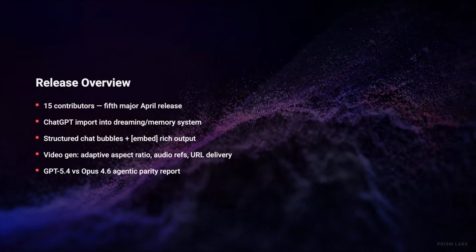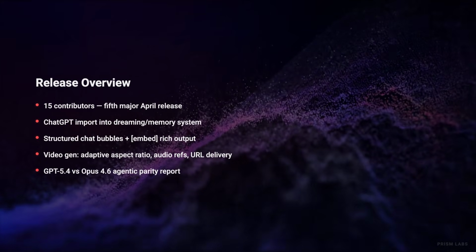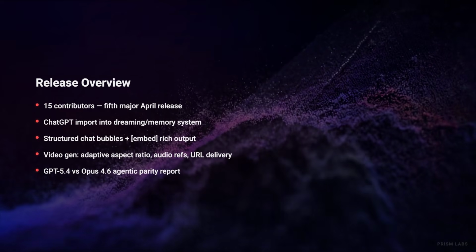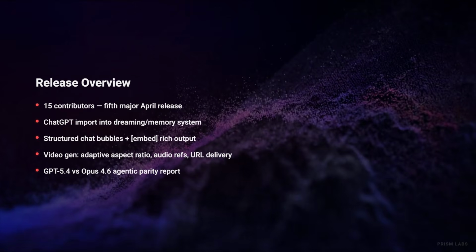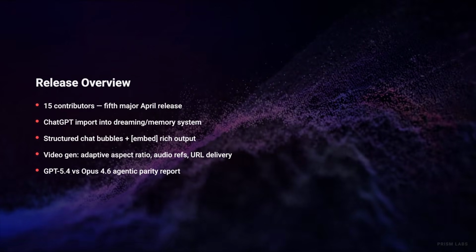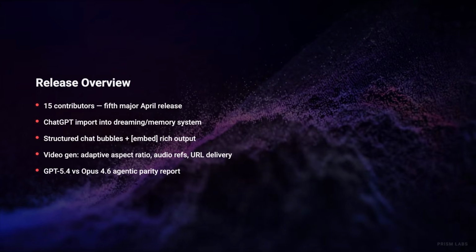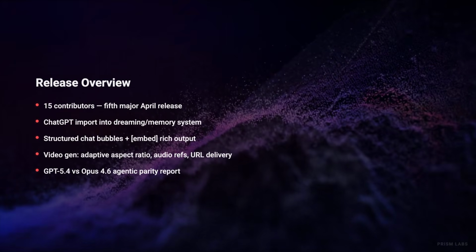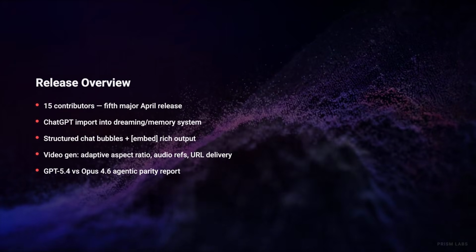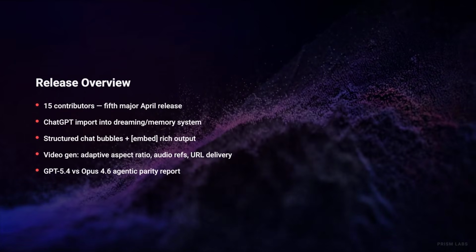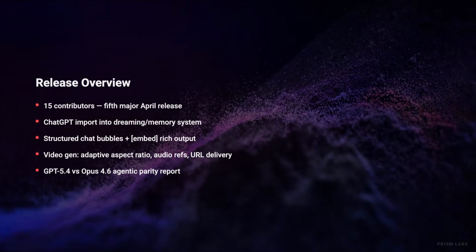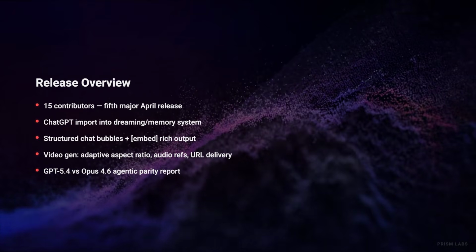The headline feature is ChatGPT Import ingestion, which lets you bring your entire conversation history from ChatGPT directly into OpenClaw's memory and Dreaming system. This is a significant strategic feature because it directly addresses the biggest barrier to switching from ChatGPT to OpenClaw: the accumulated context and preferences you've built up over months or years of ChatGPT conversations. All of that knowledge can now transfer over and become part of OpenClaw's persistent memory.